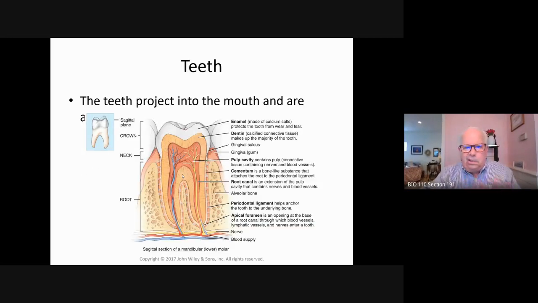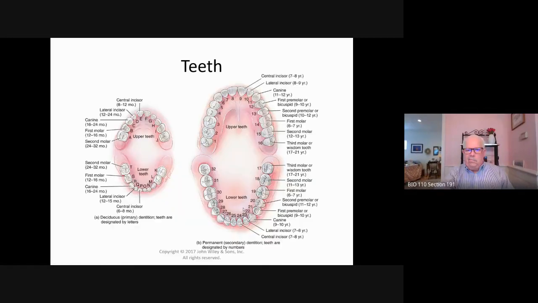Okay? I'm not going to talk about teeth. The only thing that is important to me about teeth is the periodontal ligament. Periodontal ligament. This is what holds your tooth in place. It anchors your tooth to the underlying bone. Okay? The periodontal ligament. Don't worry about this slide. I'm not going to ask you any questions on the different kinds of teeth. That's not important.